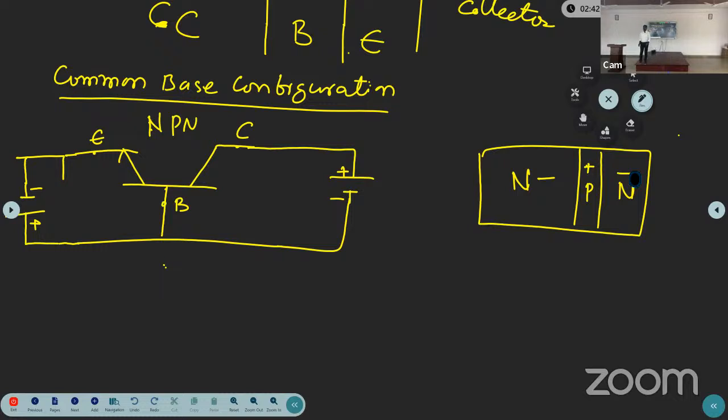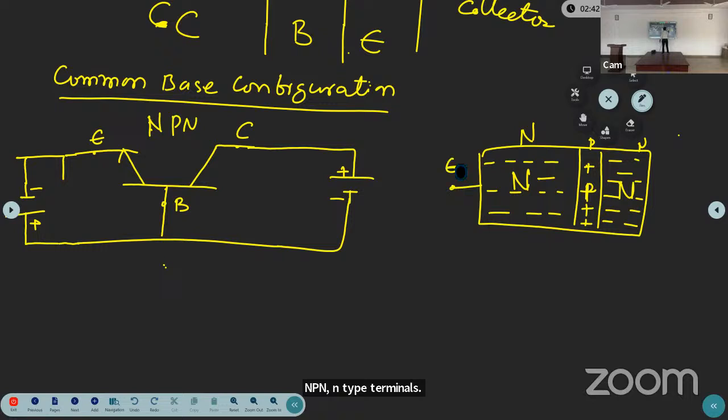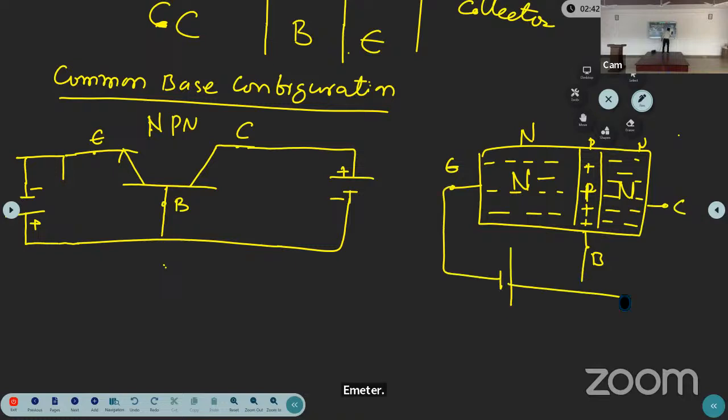Now, these are all electrons. The two N-type terminals, emitter, base, collector.